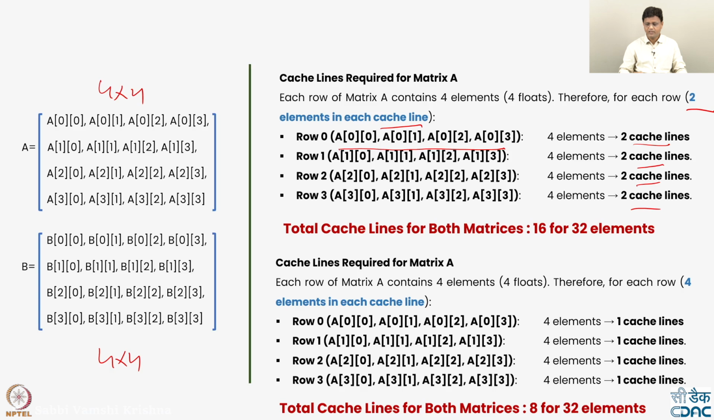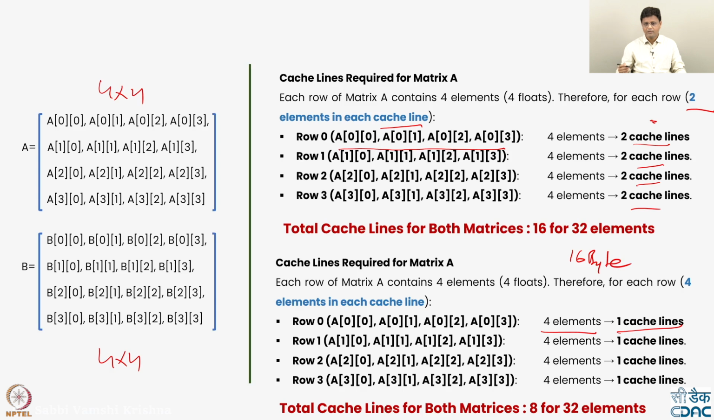Now, I have made one more modification. Suppose that instead of a cache line size of 8 byte, I am using a processor which has a cache line size of 16 byte. Means it can carry 4 elements at a time, and the same 4 by 4 matrix will be processed by this 4 cache line support. You can see that 4 elements will be processed by one cache line only, instead of 2 cache lines in the previous case.